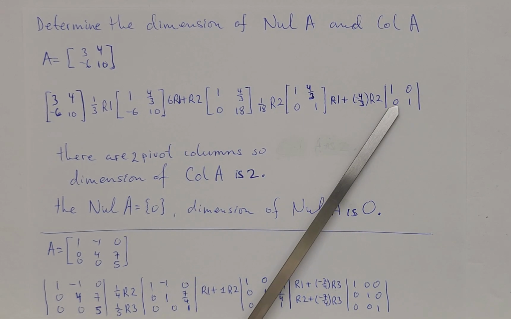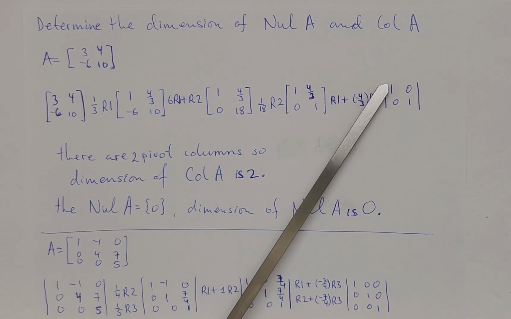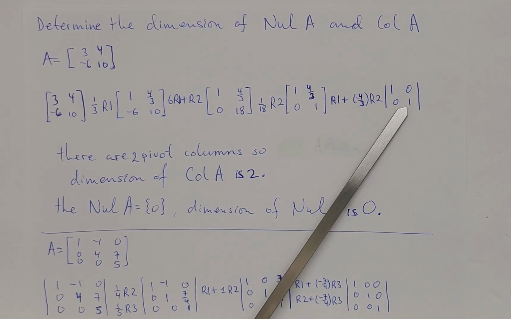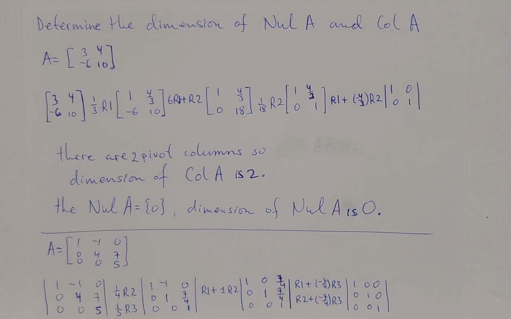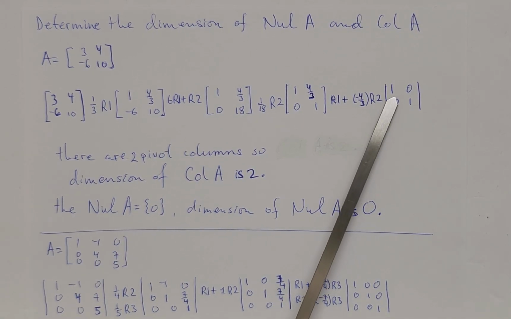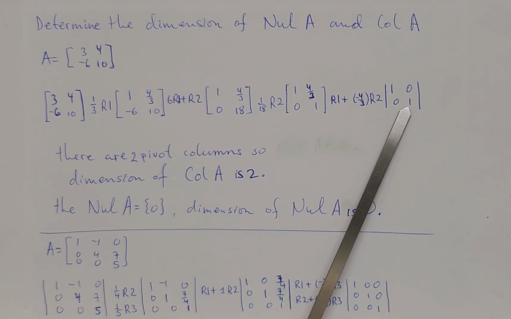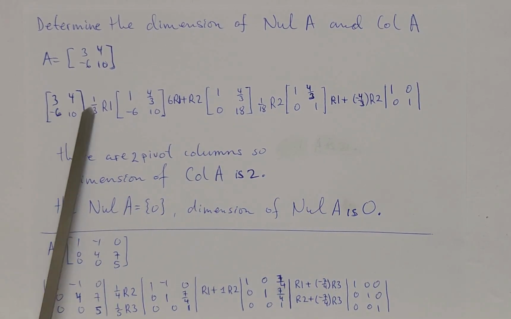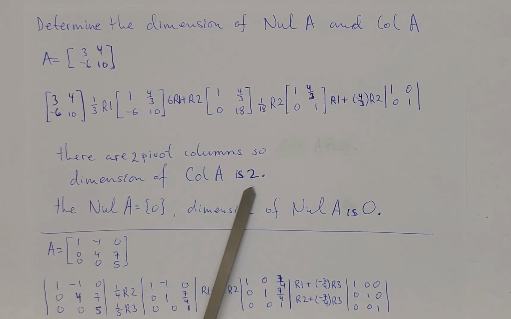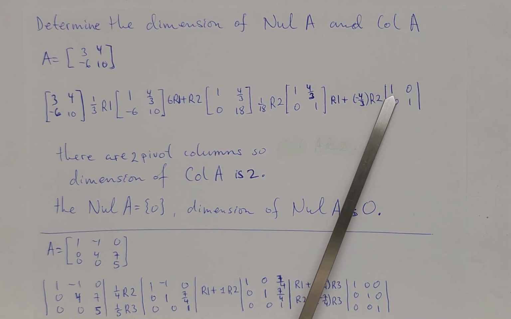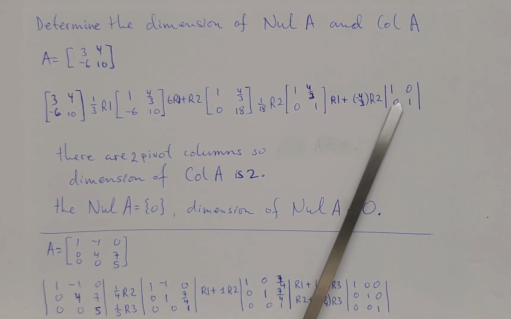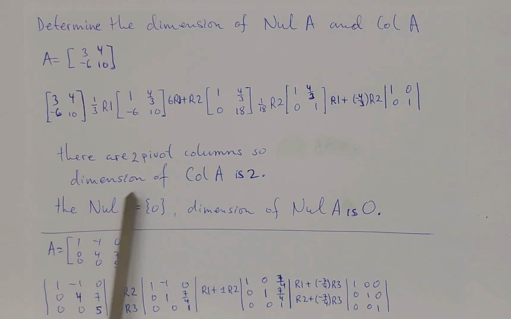And now there's nothing to do. We are done. We have 1, 0, 0, 1. We are completely done. Next, this right here has a pivot position. This right here has a pivot position. So this matrix, the original matrix, has a dimension of column A, which is 2. One more time. Because it has a pivot position here and a pivot position here, the dimension of column A is 2.